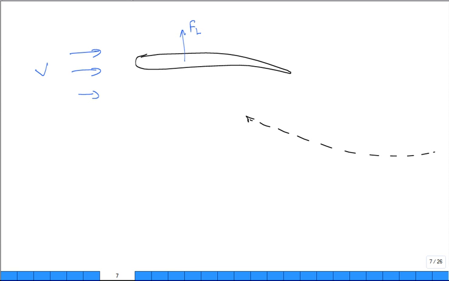The velocity of the air is faster up here, true? Velocity increase. And the pressure changes. The pressure changes because the velocity is faster on the top of the wing. The pressure is lower. Is that true or not true? What equation can predict that or explain that?